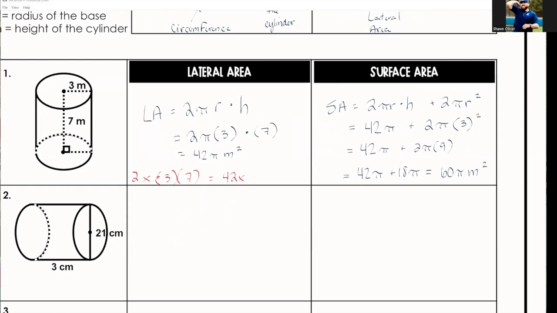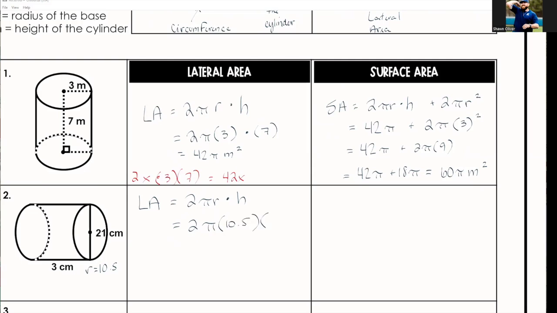Number 2. Lateral area is simply the circumference, 2 pi r, multiplied by the height of our cylinder. How far is it from base to base? So what is the radius of this figure? Because they gave us that 21 number, but it goes all the way across. So that's our diameter. So to find that, we're simply just going to divide it in half. 10.5 is our radius. Does everybody agree with that? I hope so. So then we got 2 pi times 10.5 times the height of our cylinder.